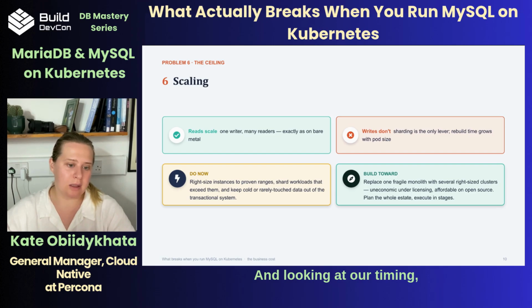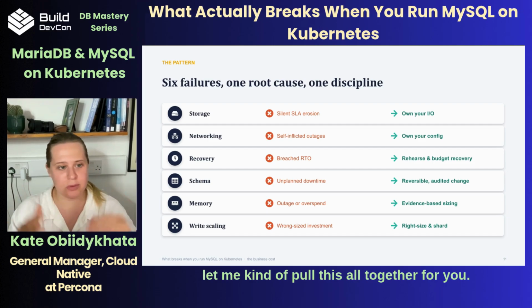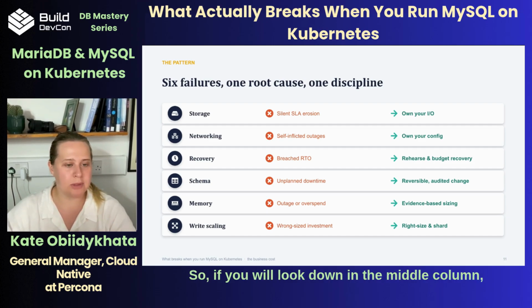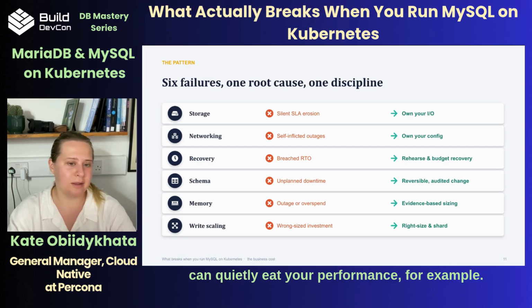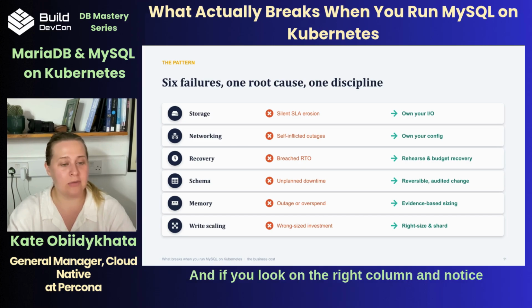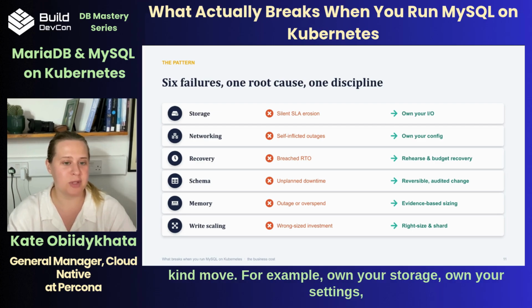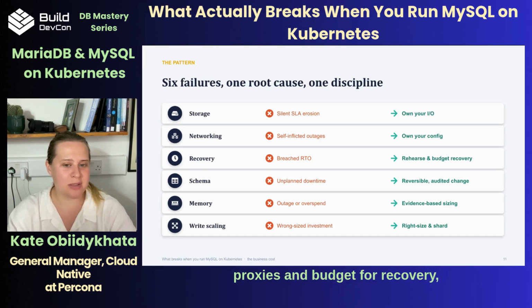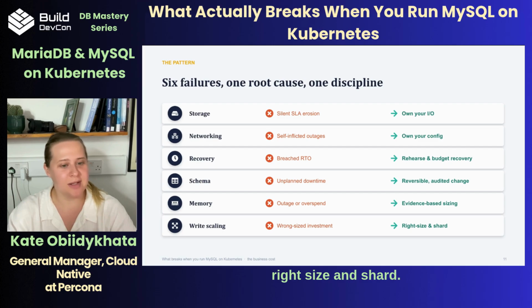And looking at our timing, we still have some time to sum it all up here. So yes, let me pull this all together for you. If you look down in the middle column, every one of these has a real business cost. Storage can quietly eat your performance, for example, and networking can cause outages. Those are real problems. And if you look at the right column and notice the fixes for all of this, they're all kind of the same move. For example, own your storage, own your settings, practice and budget for recovery, make changes safe and logged, size on real numbers, right size and shard.